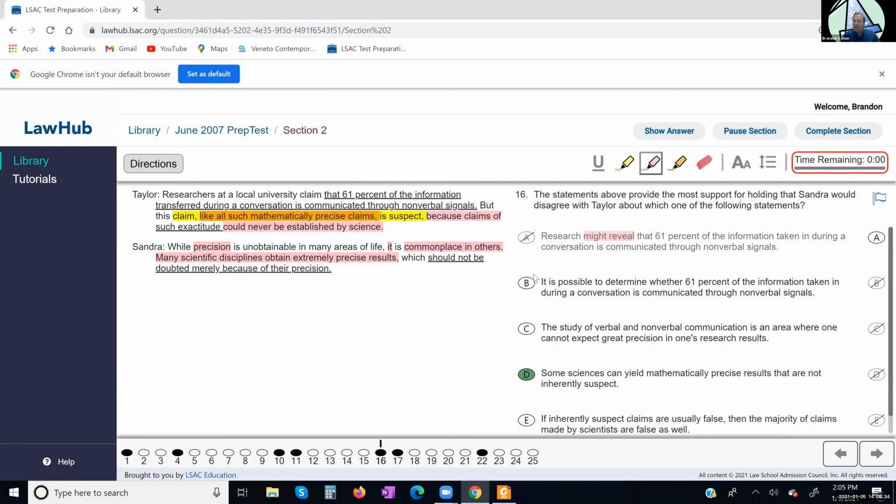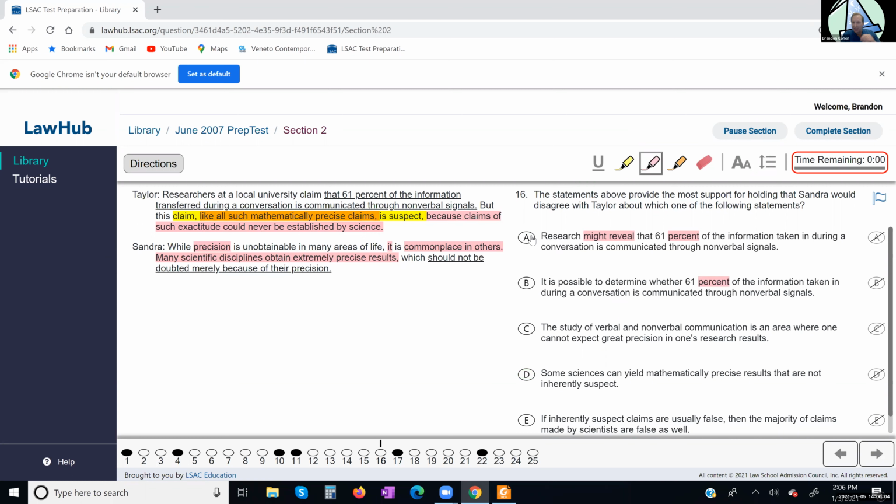B, it is possible to determine whether 61% is taken during a conversation. Now, I guess I'm going to go back to A, as much as the claim is suspect. I realize that just talking about Taylor disagreeing, I think we can hold Taylor to disagreeing because claims of such exactitude could never be established. So as soon as I see 61%, I know that it's wrong because of Sandra not commenting on that. Same thing here with B.